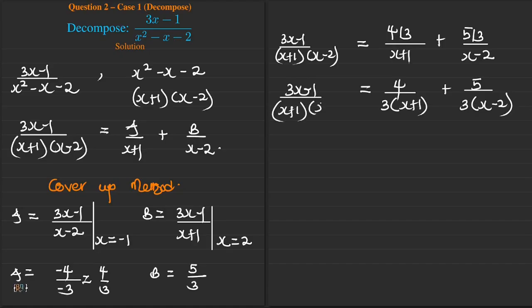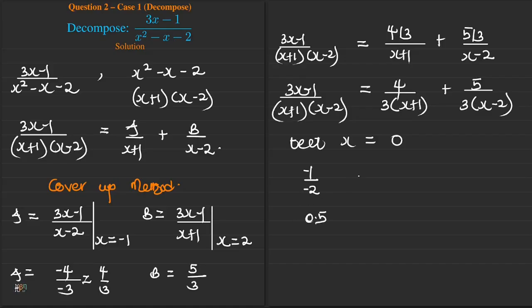Now, if you want to check whether or not you are correct, you can add this fraction using the addition of rational functions. Or better still, you can substitute values of x to make sure you are getting the same on both sides. Hence, let me test for x equals what? 0. So at x equals 0, we have 3 times 0, which gives us a 0 minus 1. That gives us a negative 1 over, this gives us a 1, then 1 times negative 2, that gives us a negative 2, which is equal to a 0.5.